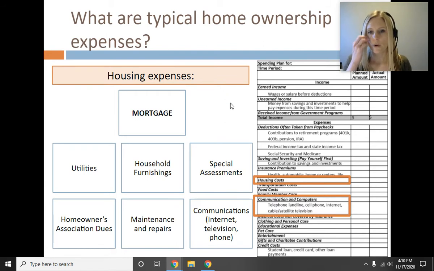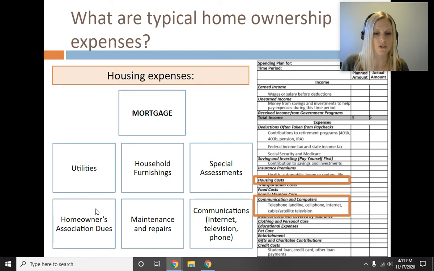You will want to look at all of the expenses of owning a home. So, the mortgage is one part of that, the payment of the loan, but also utilities. You're going to have electric, sewer, water, gas, trash, whatever is involved in your home to pay for as well. And those vary based on the size and the efficiency of the home. Household furnishings. Maybe you've never had a home with more than one or two rooms before. You've never had to come up with that furniture, and now you do. So that's going to be an additional cost. Special assessments. I'm skipping over that one.